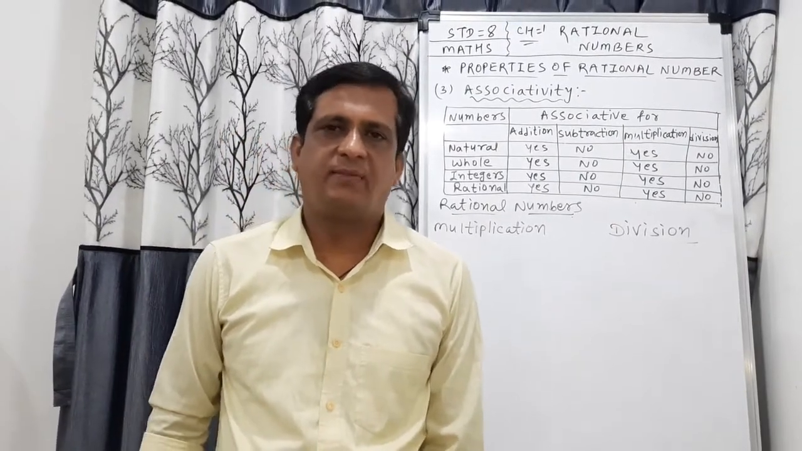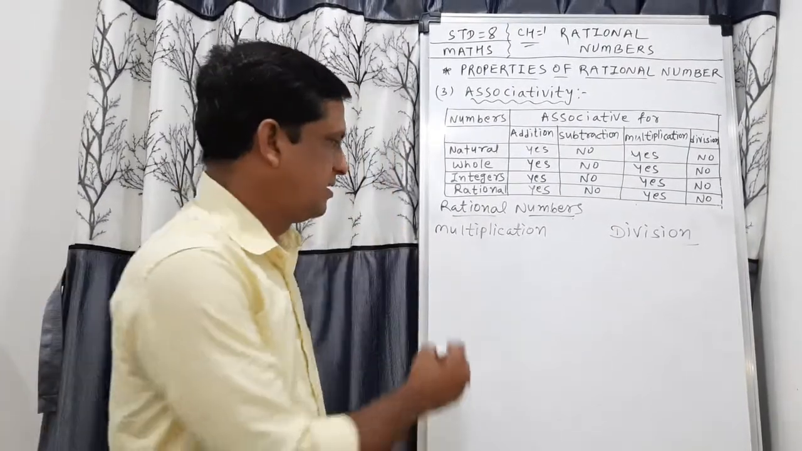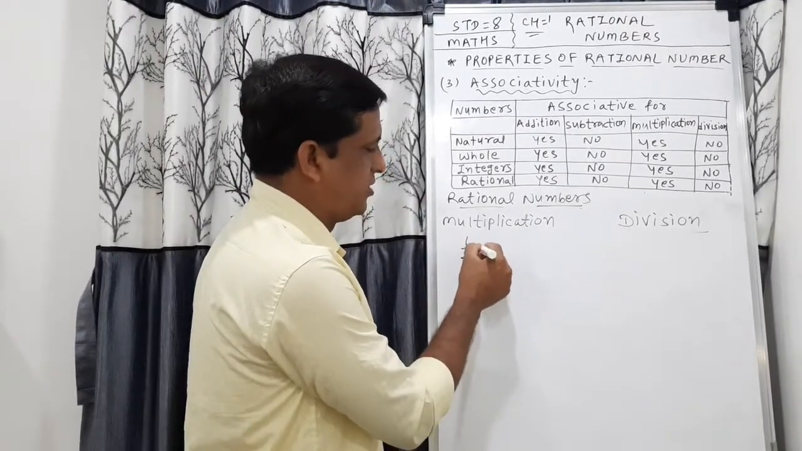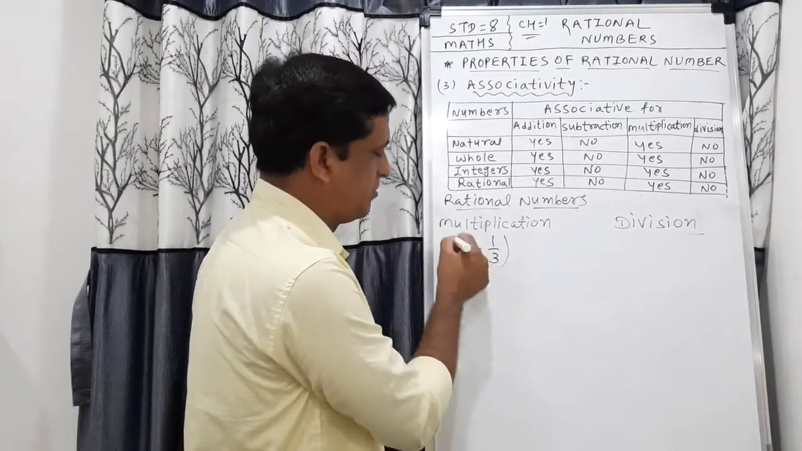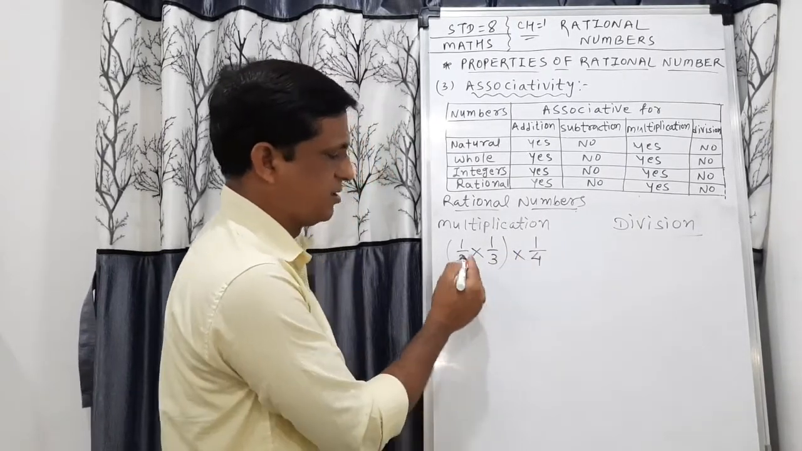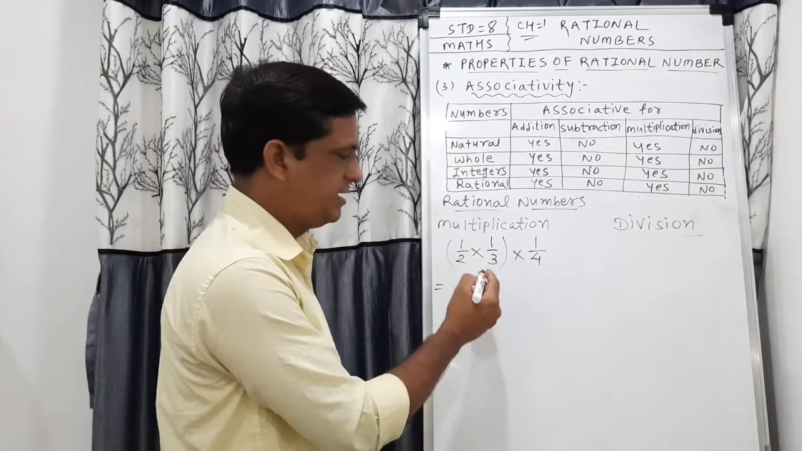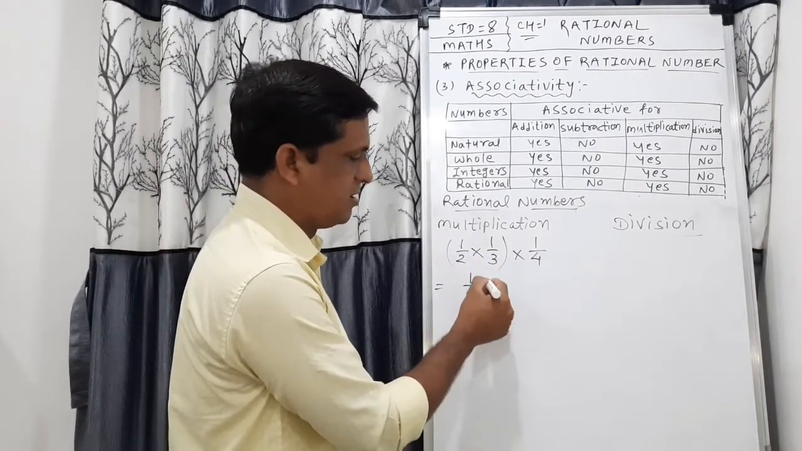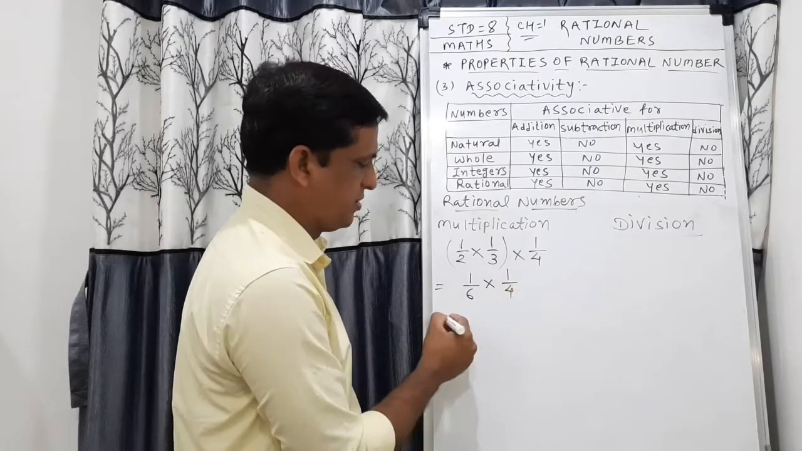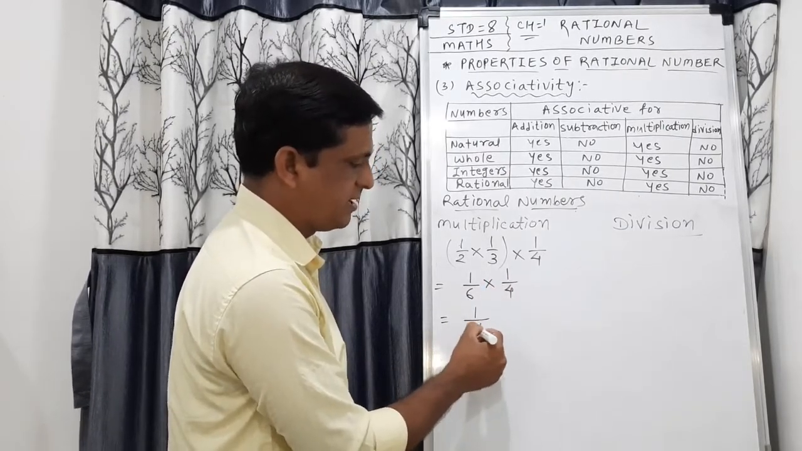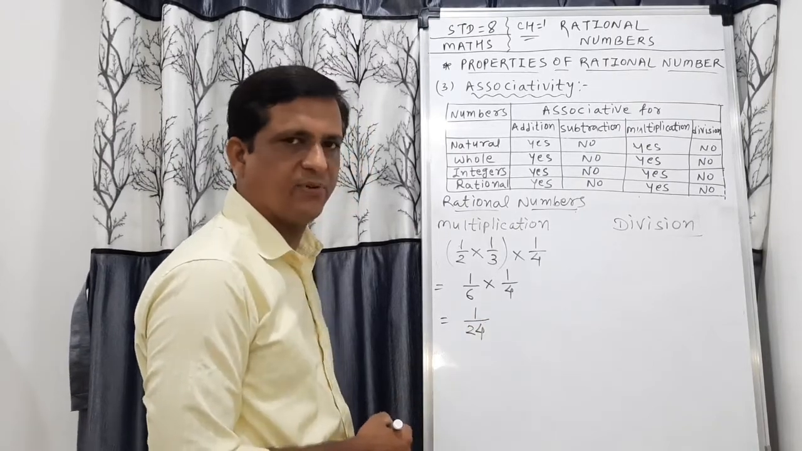Now for multiplication, for example, we are taking 3 rational numbers, 1 by 2 into 1 by 3, and 1 by 4 remains alone, correct? So product of 1 by 2 and 1 by 3, that is 1 ones are 1 and 2 threes are 6, multiplied with 1 by 4, then the simplification is 1 ones are 1 and 6 fours are 24, that is 1 by 24, right?